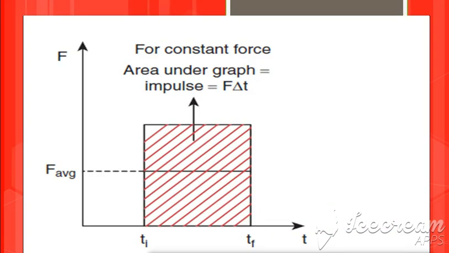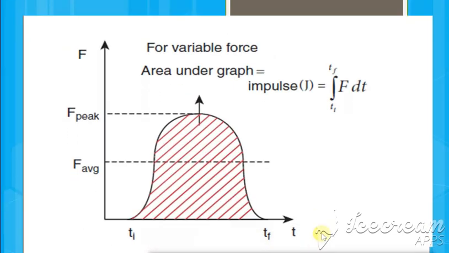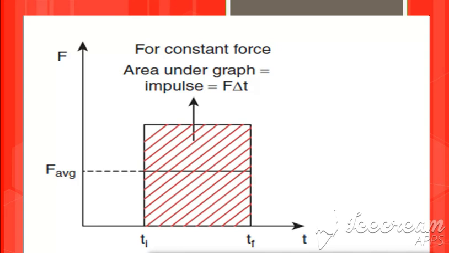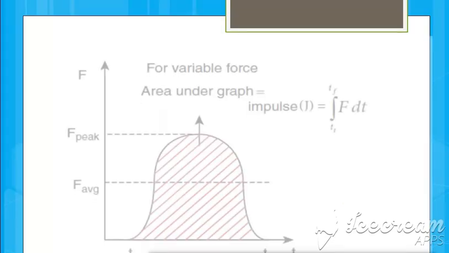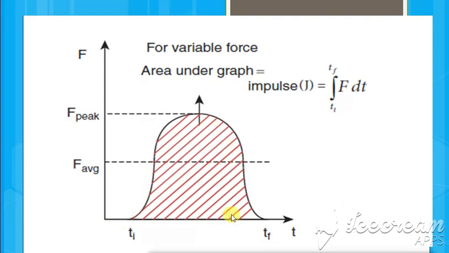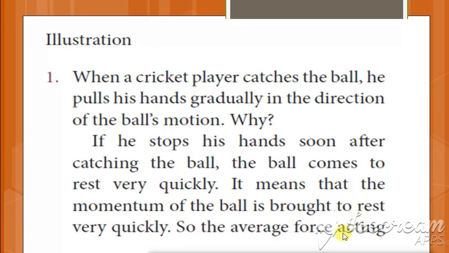This is the graph for constant force. When you are considering a constant force, it gives you a straight line. So this is a diagram for constant force, just like this. But when you're considering variable force, we'll be drawing it in this way. So this is for variable force. Clear? Next we have the illustrations.